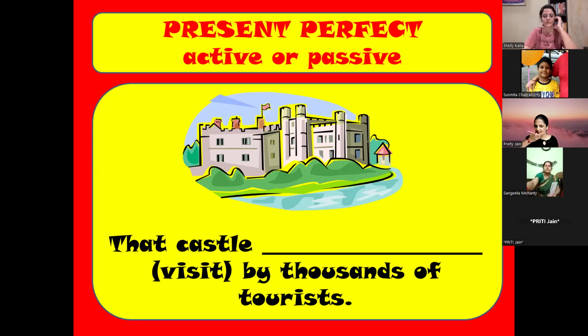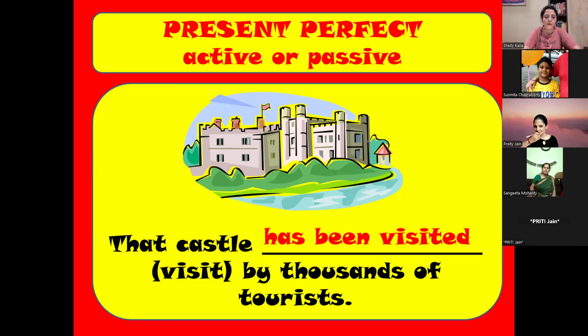That castle has been visited by thousands of tourists. Excellent, Shushmita. Can you tell me, this sentence is written under which voice? Passive voice. Because there is no doer. Here there is no one doing the work. We are talking about that castle. That is an object. And if we are bringing the object first, then that is a passive voice.